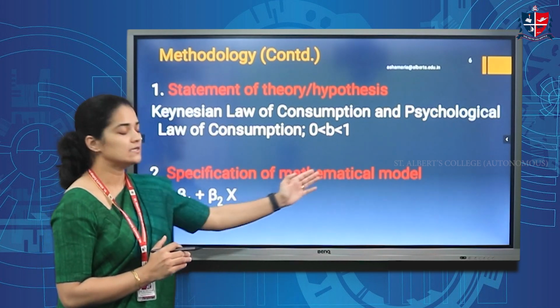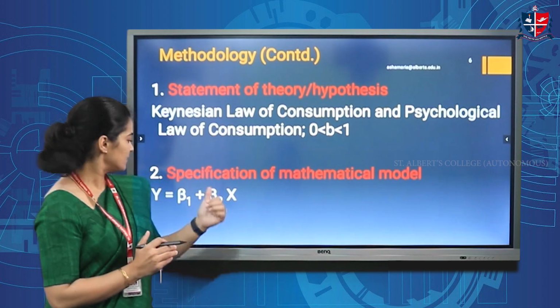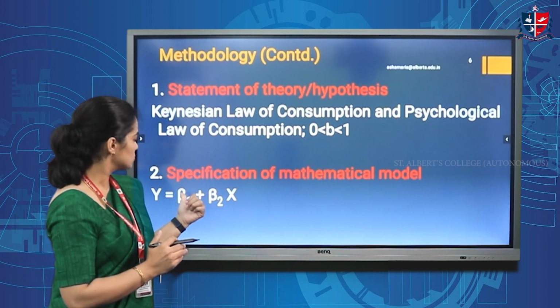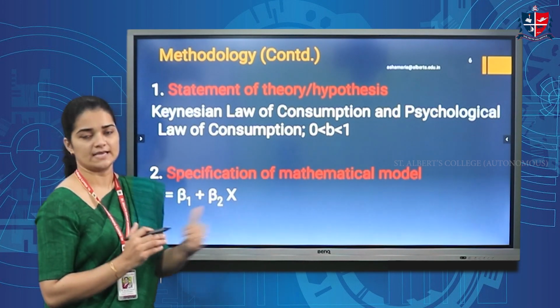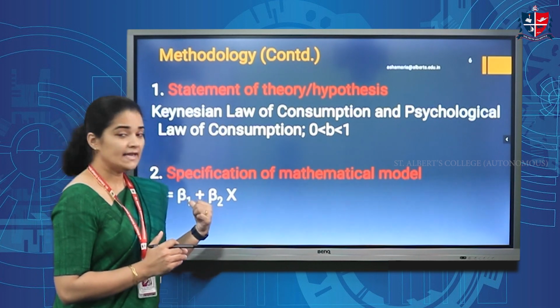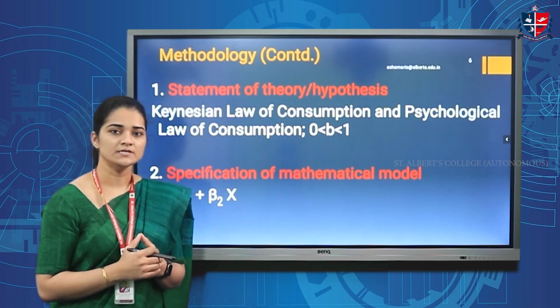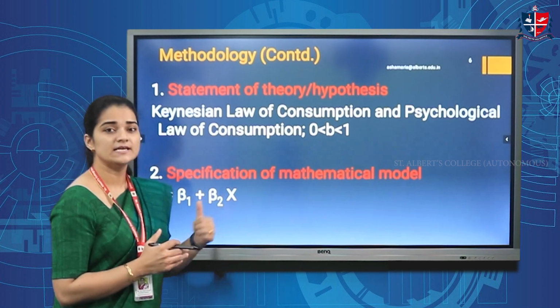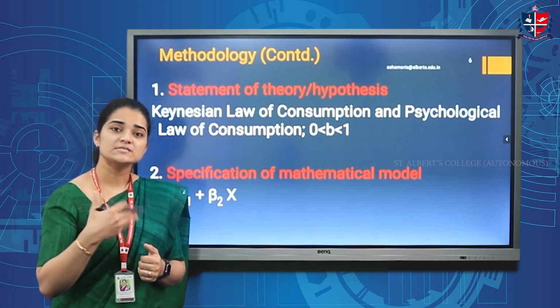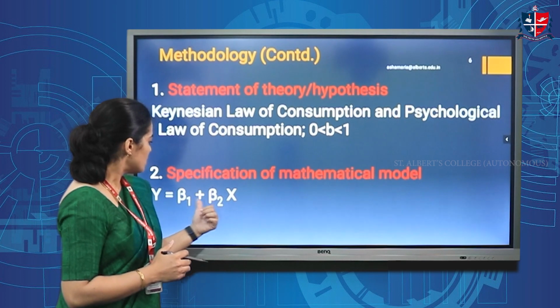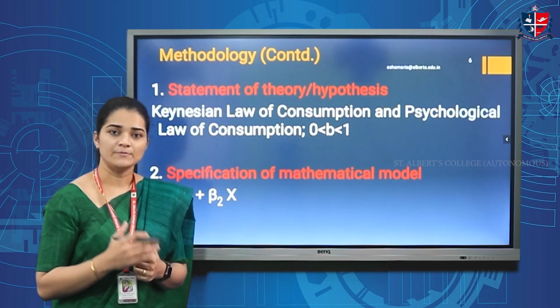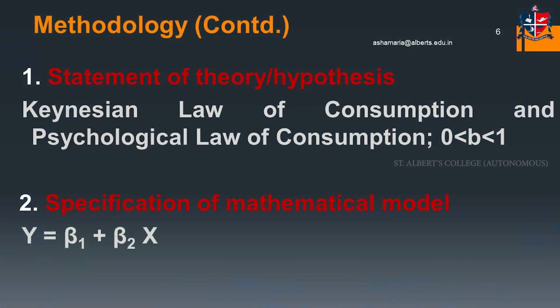Now we formulate a mathematical model. Here we have written it as Y equals beta 1 plus beta 2 X. Y is the dependent variable, in our case, consumption expenditure. X is the independent variable or the explanatory variable. Beta 1 and beta 2 are the parameters, or to be specific, beta 1 is the intercept coefficient and beta 2 is the slope coefficient, which is nothing but the MPC.